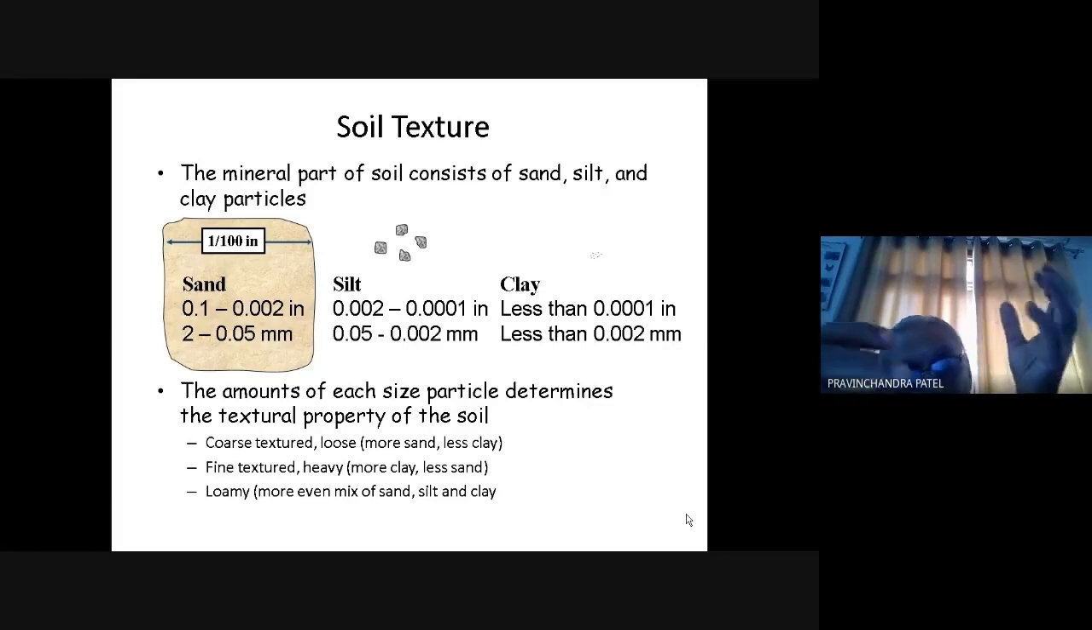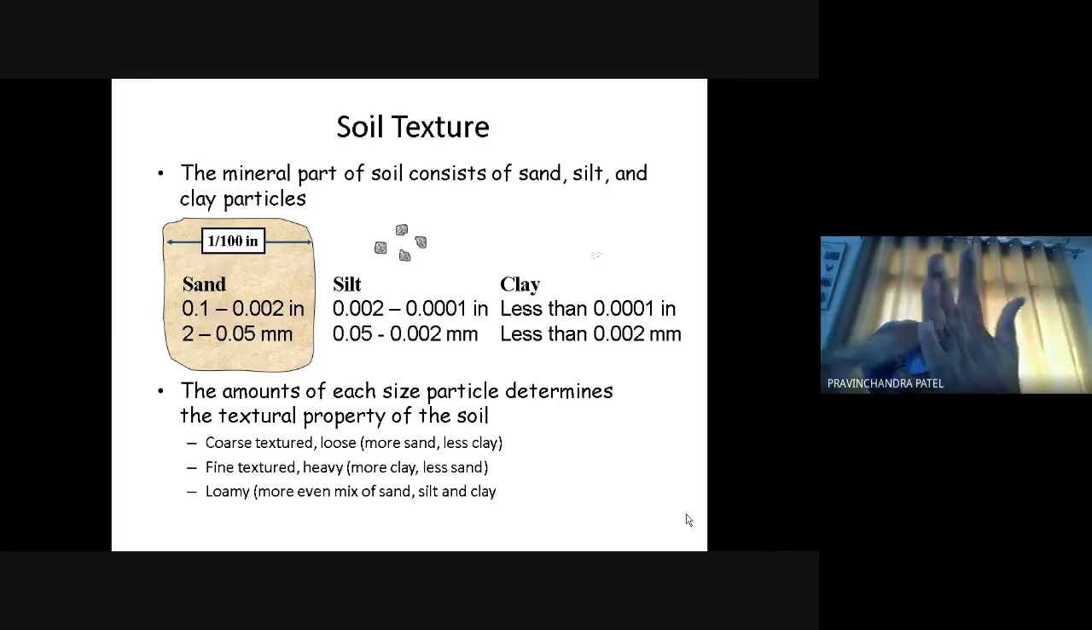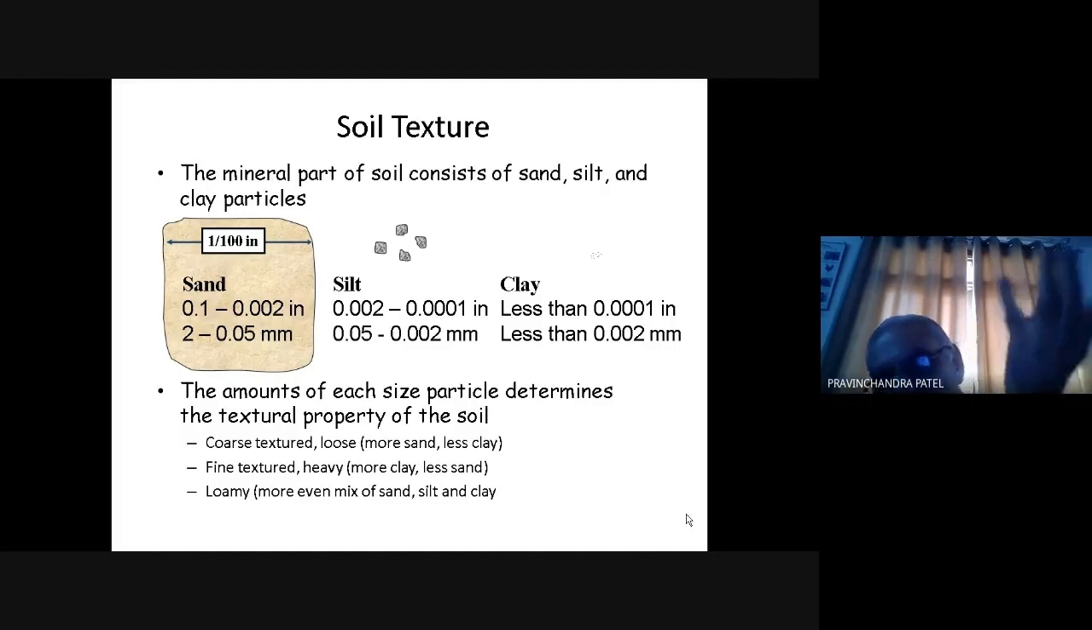So when there is a coarse texture soil, then more sand, less clay. So coarse soil is always poor, then fine soil is always fertile. So in fine texture, heavy, it is also known as heavy soil. So more clay, less sand. So clay soil or a fine soil is more fertile because it has less sand and more clay. I told repeatedly, clay is an active particle and the fertility depends upon the clay particle.